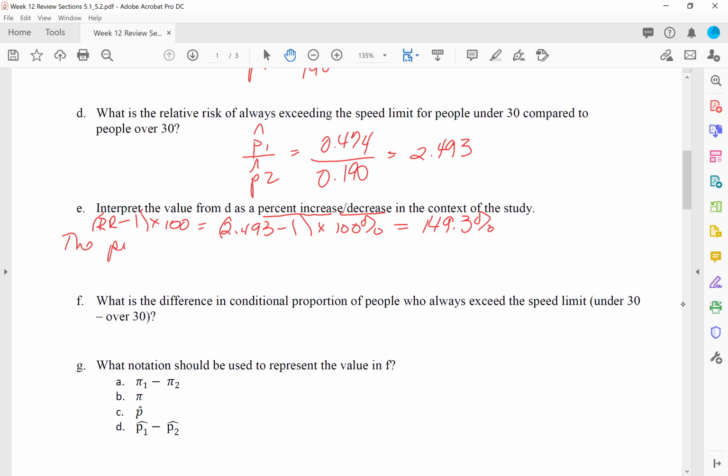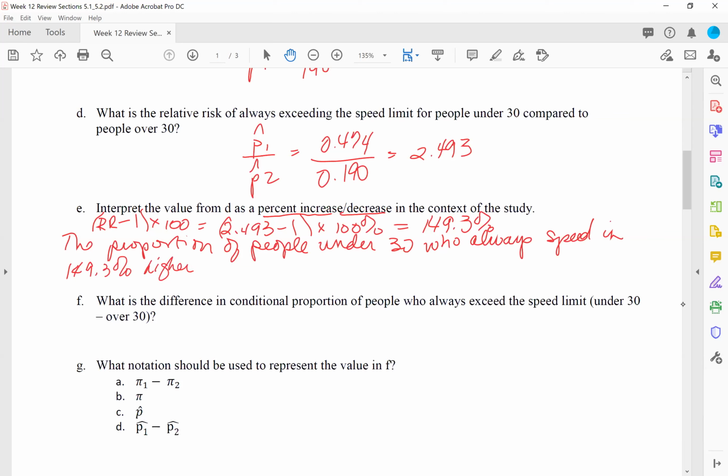So the proportion of people under 30, because we're talking about group 1, who always speed, is 149.3% higher, because it's a positive percentage, than the proportion of people over 30 who always speed. Questions on that interpretation?